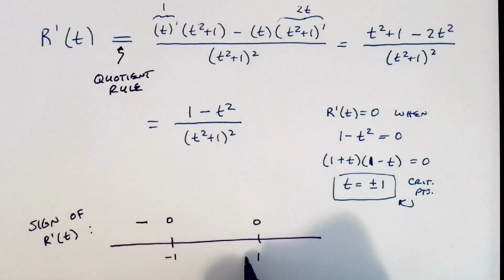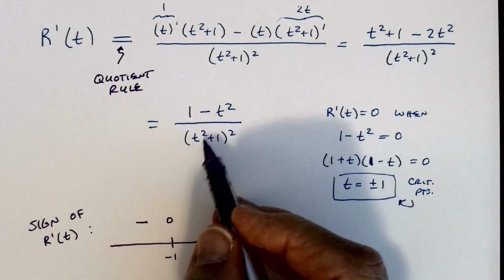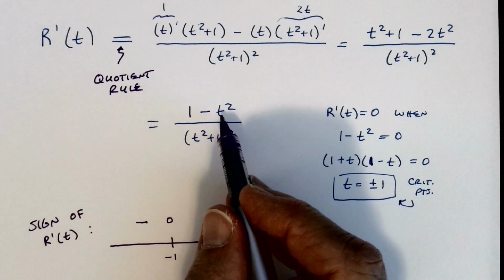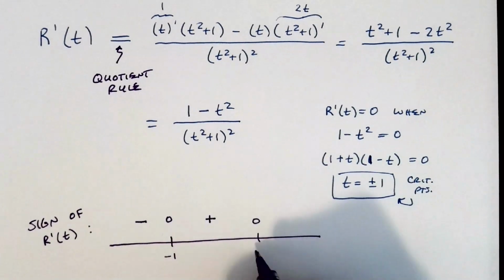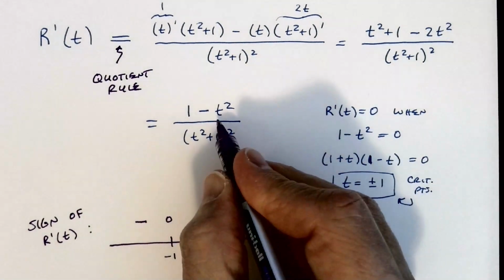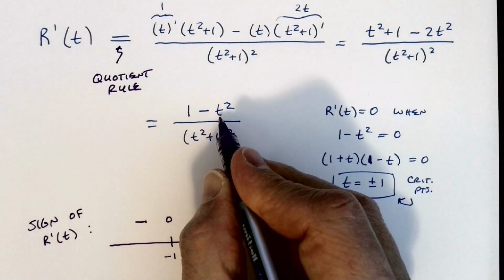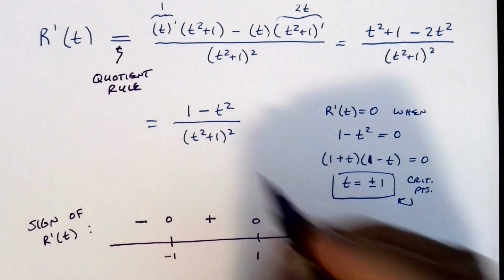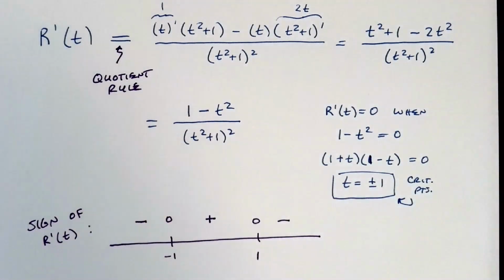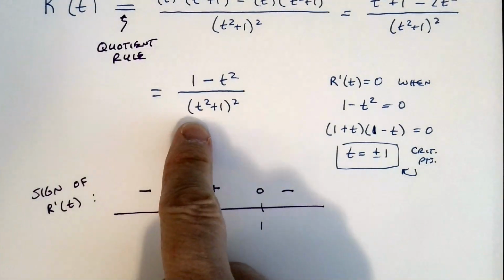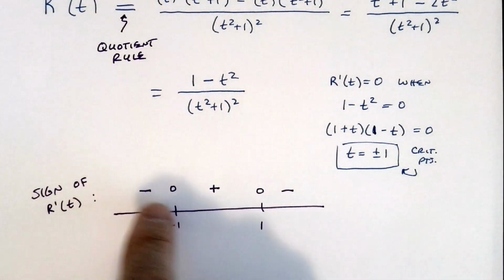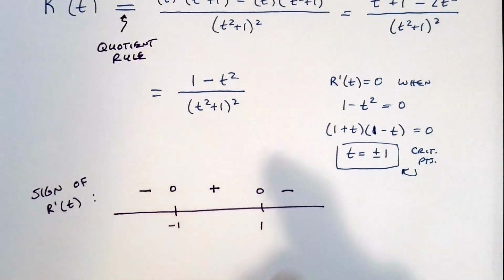Between negative 1 and 1, I'll plug in 0. The bottom is positive. 1 minus 0 is positive 1. Positive divided by positive is positive. Plug in something bigger than 1, like 2. 1 minus 4, negative divided by positive, negative. Again, you can just use your calculator, right? Plug in values into the derivative to do the sign check. Okay.